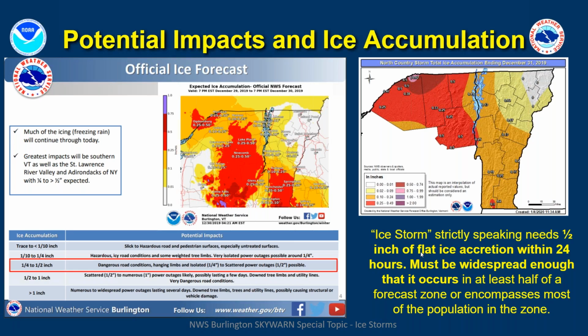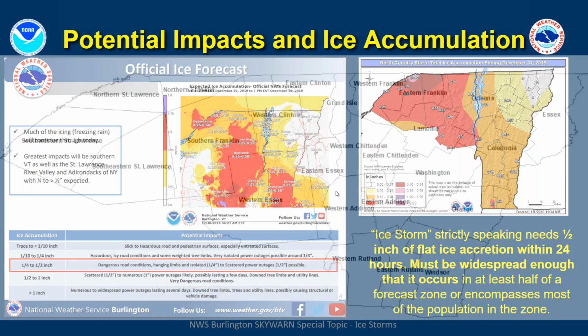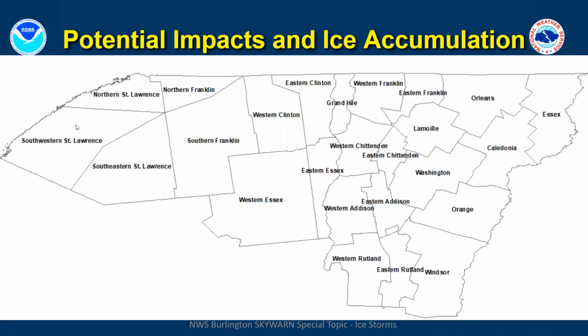So again, the ice storm warning is very specific, and we will only use it if we're expecting 1/2 inch of flat ice accretion within a 24-hour period, and that it's widespread enough that it occurs in at least half of a forecast zone, or encompasses most of the population in that zone. And as a reminder, if you don't know what forecast zone they're referring to, it looks like this. So in some cases, it's a full county. Otherwise, in other cases, it's broken up into sub-county level.